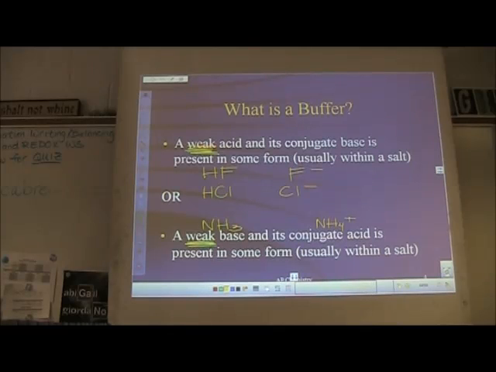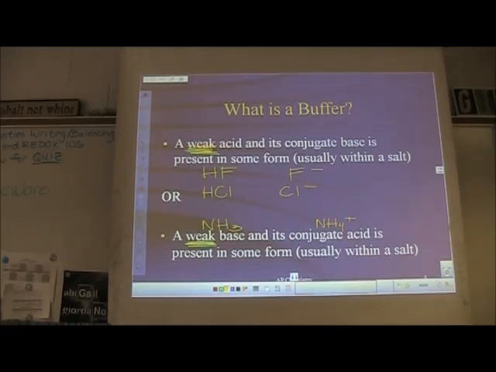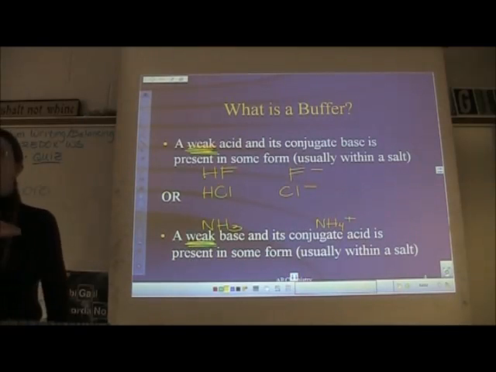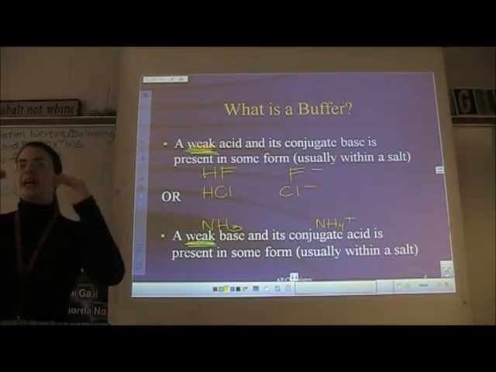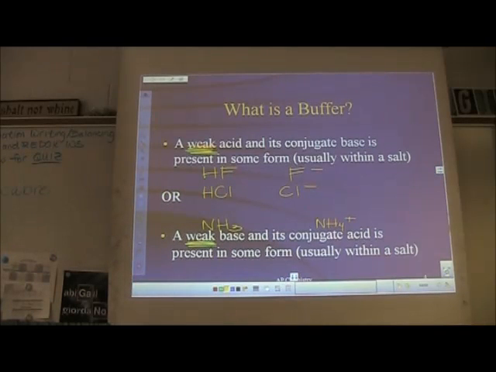But the point is, what are buffers doing? Ladies and gentlemen, the purpose of a buffer is to resist changes in pH. They keep whatever pH is there very steady. So you be grateful, ladies and gentlemen, because if you didn't have buffers in your blood, drinking a Coke would kill you. So say thank you. Thank you, buffer systems. Come on. Thank you. Okay.